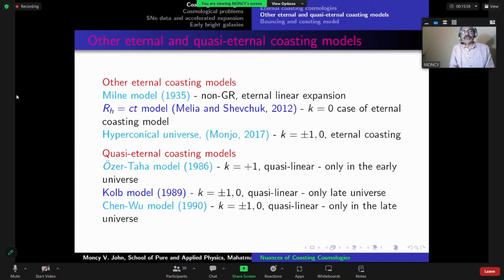That is, the Osataha model with K equal to plus 1 is quasi-linear. That is, it is linear or coasting only in the early universe. Similarly, the Cole and Chen Wu models in 89 and 90, they have K equal to plus or minus 1 and 0. They are quasi-linear and coasting only in the late universe.